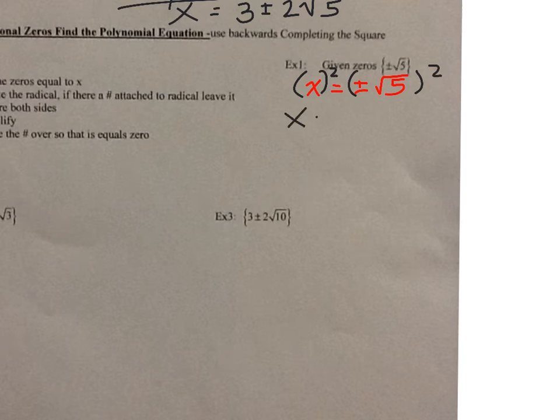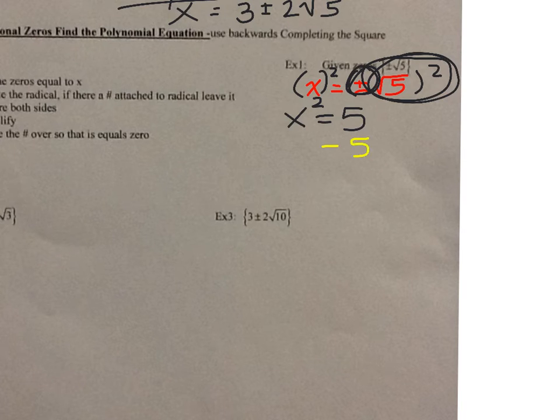So I get x squared equals, now, since I'm squaring a positive minus here, this plus minus, the answer is just positive. Just plug this in the calculator. Plug in your calculator the square root of 5 squared, and you'll get 5. Now we just have to move the 5 over. Minus 5. x squared minus 5 equals 0. That's my final answer. Make sure it's equal to 0.